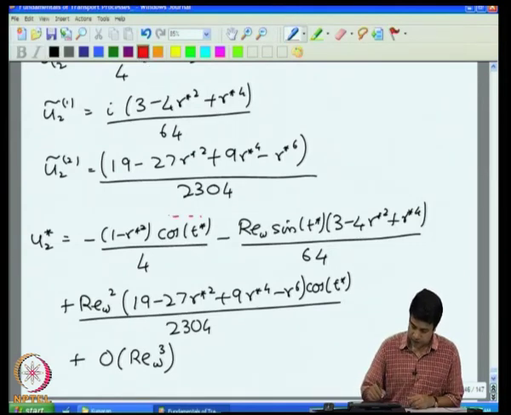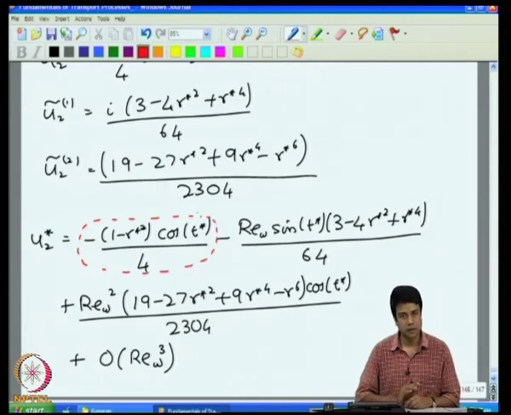This was the leading order steady solution that we got, the parabolic flow in a pipe, for the case where the Reynolds number is identically equal to 0. That has exactly the same phase as the pressure itself. Pressure we had imposed was cos t, velocity goes as minus cos t, because when the pressure gradient is positive, the velocity goes in the negative direction.